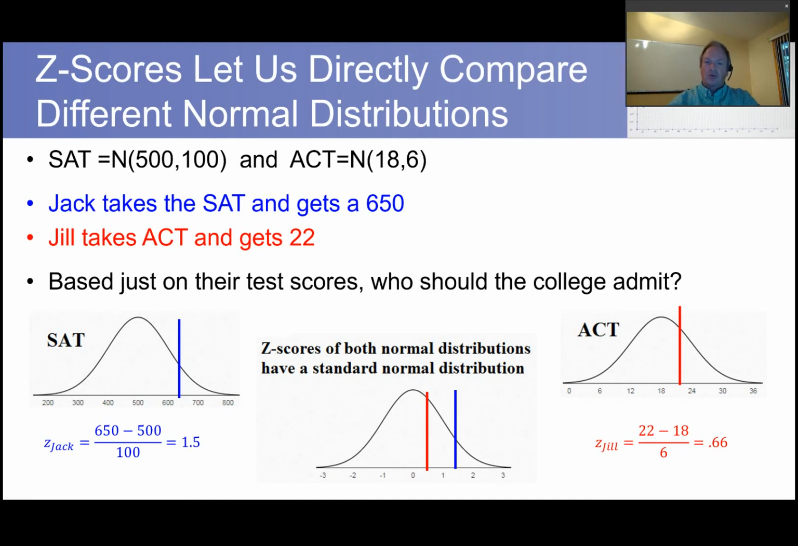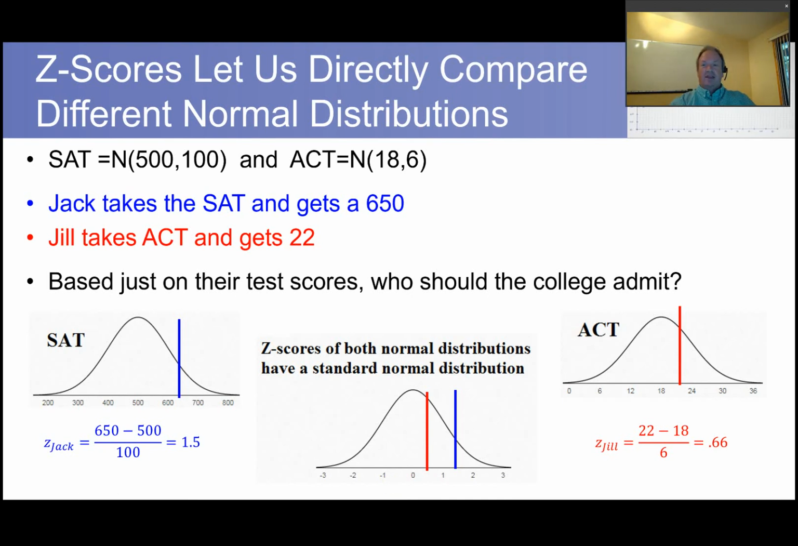The standard normal lets us take values from any normal distribution and convert it into the standard normal so we can compare them. So now we can compare Jack and Jill's scores, and we can tell that Jack did better. He's more z-scores above, he's more standard deviations above the mean, and so Jack would be admitted. Okay.